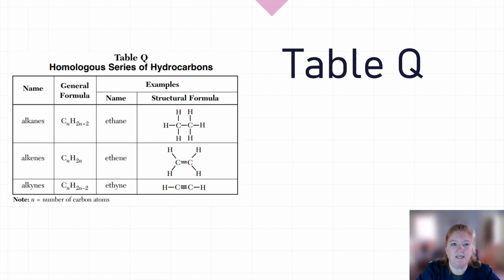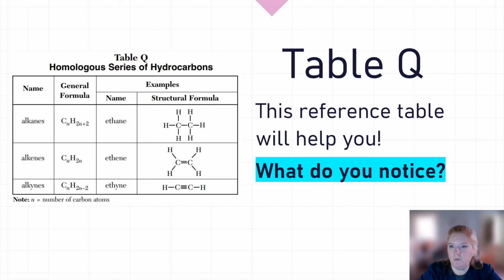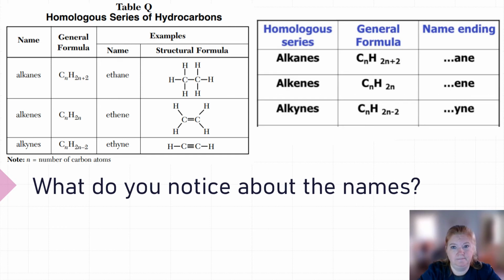All right, so now let's delve deeper. We have Table Q in our reference tables. This reference table will absolutely help you. So what do you notice here? Okay, you have a lot of information, right? Look at the names. Look at the note at the bottom. Look at the general formula, the name, the structural formula. What do you notice? So what do you specifically notice about the names? Hopefully you notice this.